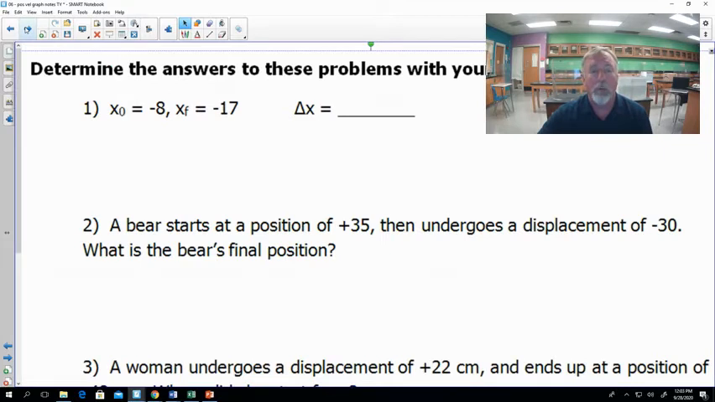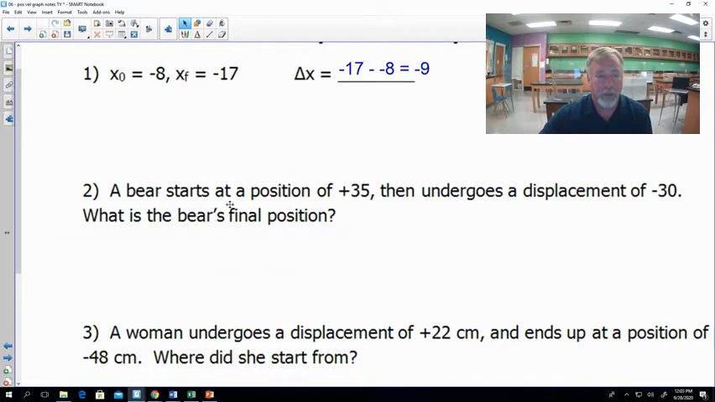Let's do a couple quick problems just as a refresher. Here we've got an x0 of negative 8 and an xf of negative 17. Note x0 and xi I'll use interchangeably, I apologize. Delta x is xf, which is negative 17, minus a negative 8. And what do we get left with? A negative 9. If you subtract a negative number, that's the same thing as adding a positive number. So negative 17 plus 8 gives you negative 9.